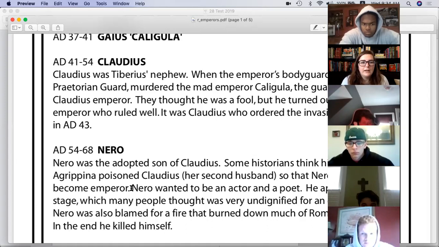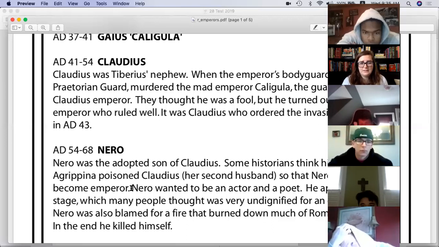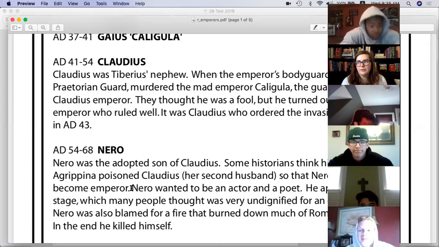But all right, so Nero was the adopted son of Claudius. Some historians think his mother Agrippina poisoned Claudius, who was her second husband, so that Nero could become emperor. Nero never wanted to be emperor. He wanted to be an actor and a poet. He appeared on stage, which many people thought was very undignified for an emperor. He also blamed himself for a fire that burned down much of Rome in 64 AD, and in the end he killed himself. So this idea that he fiddled while Rome burned is false.